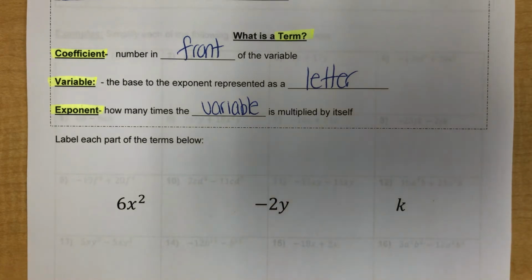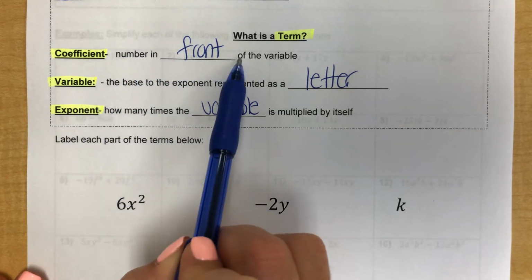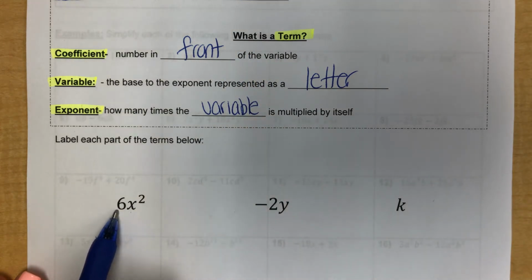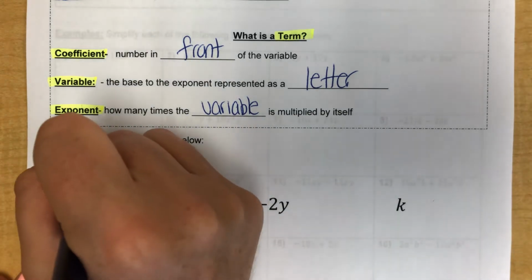Now, if we look underneath, it says label each part of the terms below. I'm going to do the first one, and then I'm going to have you practice the next two on your own. As I look for my coefficient, I know it's the number in front of the variable. I can see my variable here is x. What's the number in front? It's 6. That means that 6 is my coefficient.